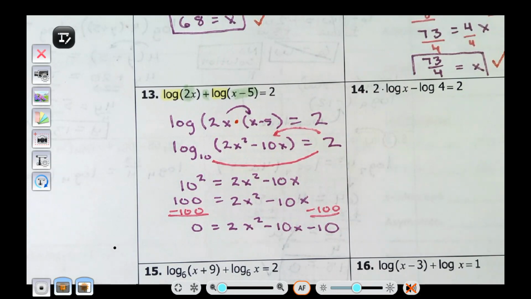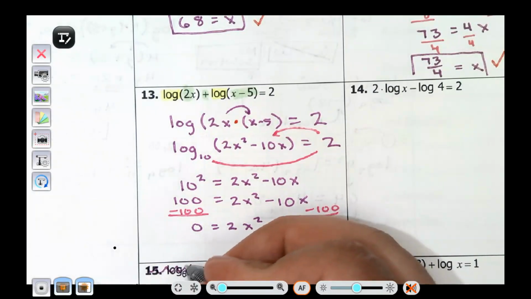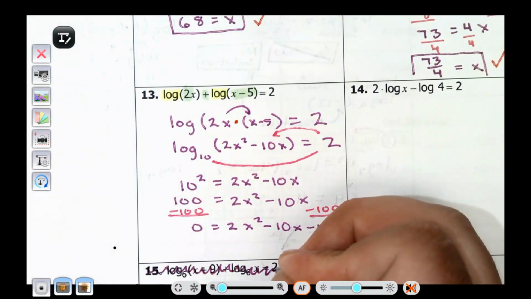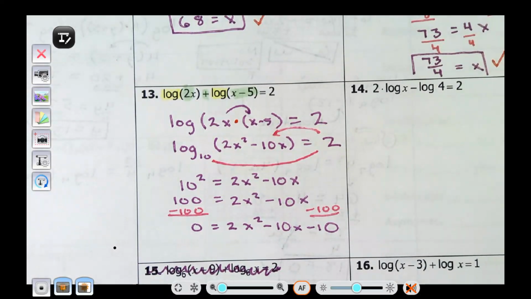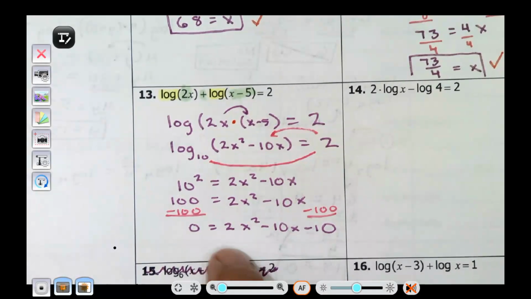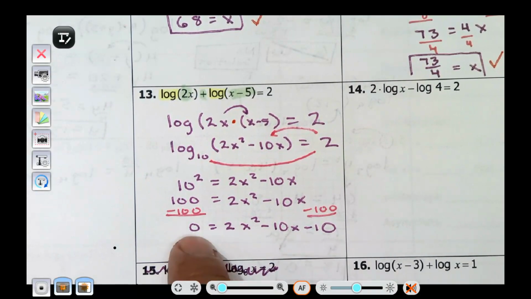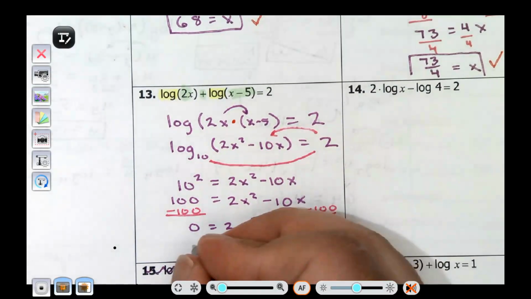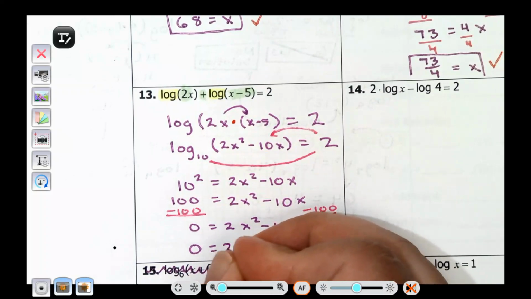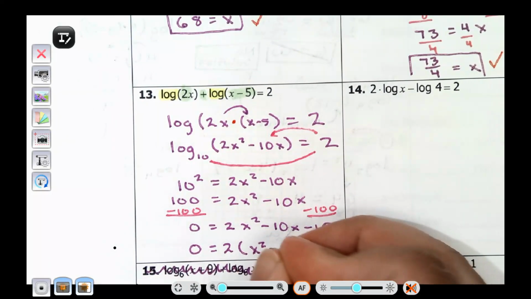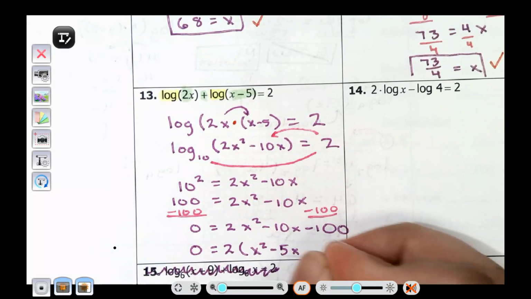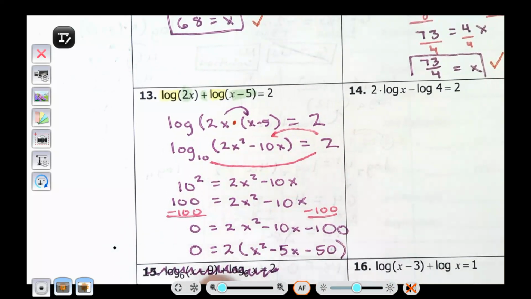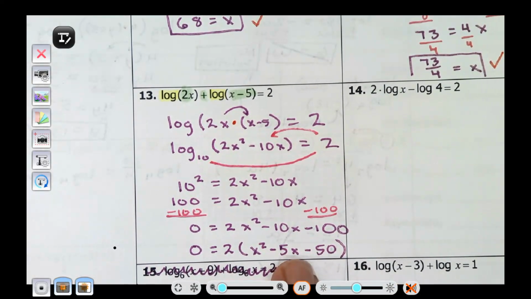Now, we are going to ignore this problem. That's going to give us more space, so feel free to cross that out. We'll do one of the others after. Now, we notice that a 2 actually can reduce all of these numbers. Sorry, it's a 100 there. So I am going to take out the GCF, which is a 2, leaving me with x squared minus 5x minus 50. Remember, GCF is always the first step in factoring.